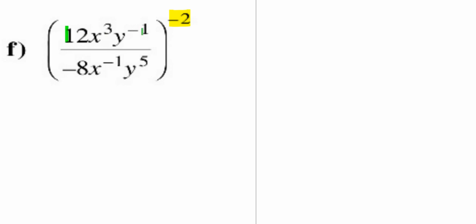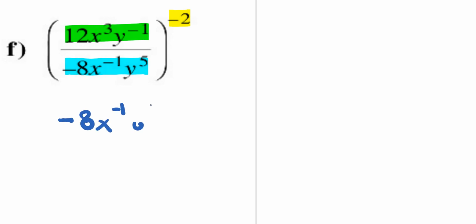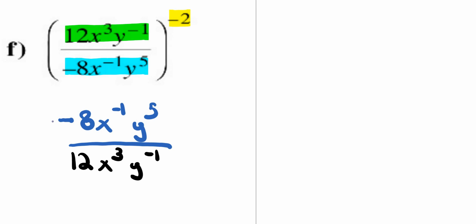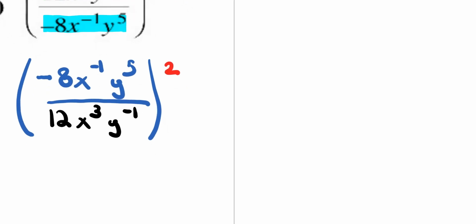So once again, we can flip the inside fractions there. So we have negative 8 x to the power of negative 1 y to the 5 all divided by 12 x cubed y to the power of negative 1, and all of this is now being raised to the power of positive 2. All right, so that's step number 1.